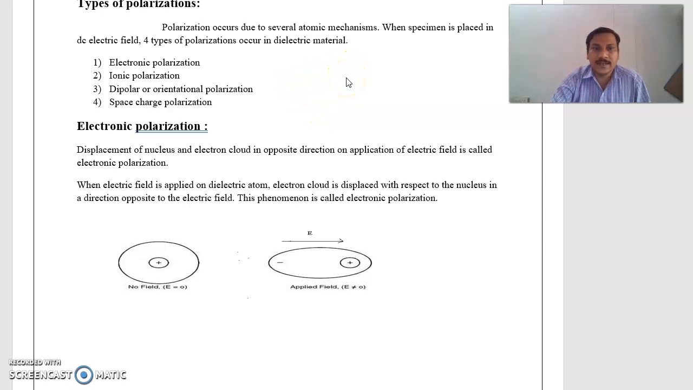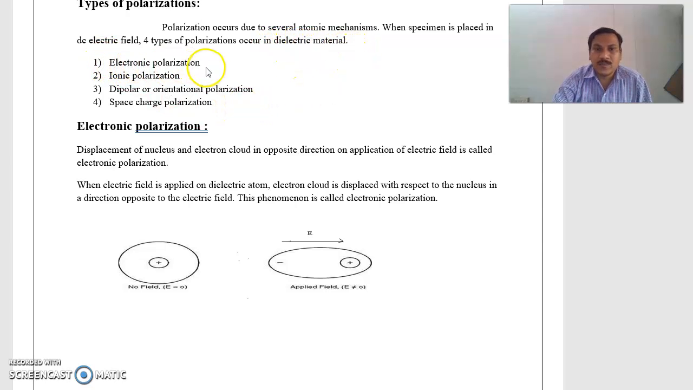Today I discuss the types of polarizations. So already you know the definition of polarization. Polarization is the separation of positive charge centers and negative charge centers on the application of electric field. Here polarization occurs due to several atomic mechanisms. When a specimen is placed in DC electric field, four types of polarizations occur in dielectric material.